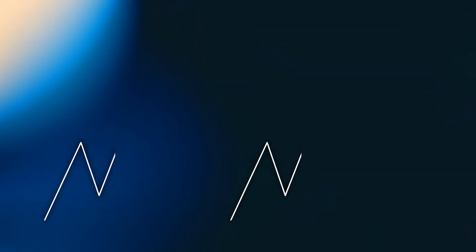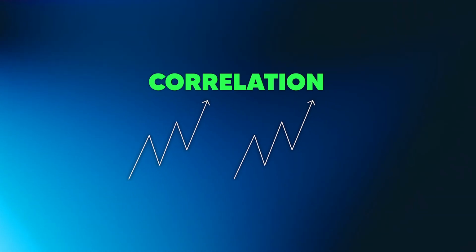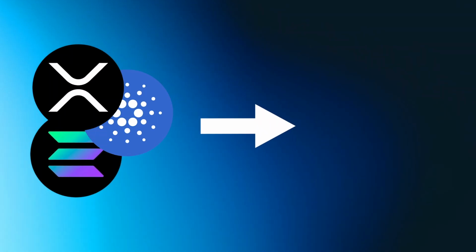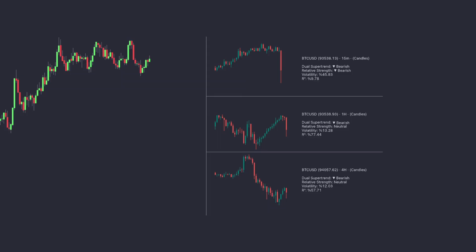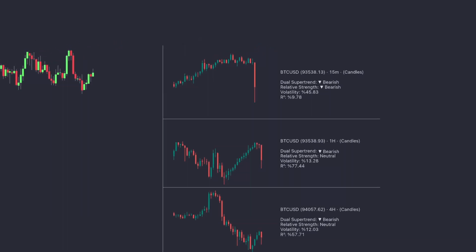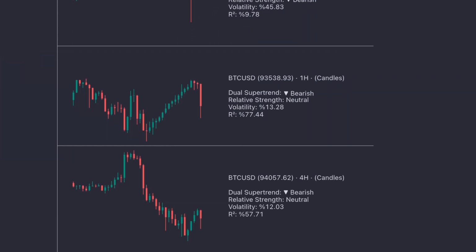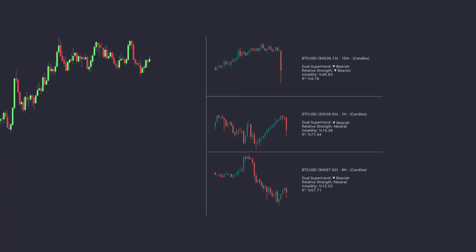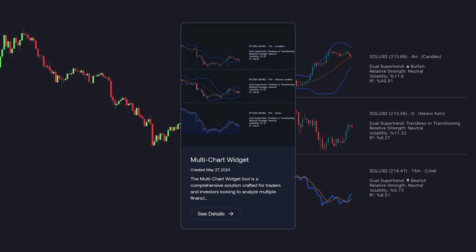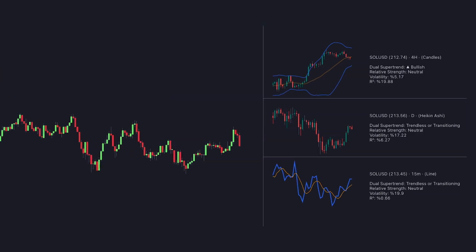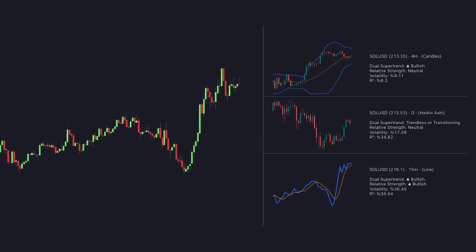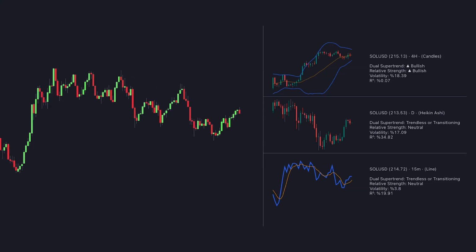You can even use this indicator to monitor correlation. For example, many altcoins follow the overall direction of the Bitcoin chart. If you're trading an asset that is usually correlated with the bigger movements of Bitcoin, you could have 3 other Bitcoin timeframes listed in your window and clearly see when the market starts to trend, allowing you to execute trades accordingly. This indicator, named the Multi-Chart Widget, will help you see the markets from multiple perspectives at once without the hassle of multiple windows or monitors.